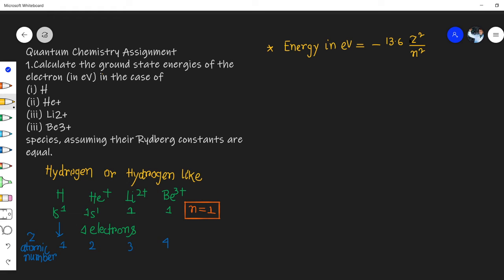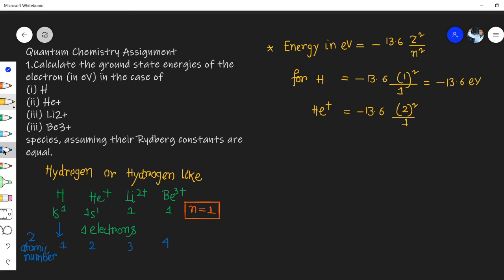So for hydrogen, this is the formula. The energy will be equal to minus 13.6. What is the value of Z for hydrogen? 1. So this will be 1 square divided by 1. So the value will be minus 13.6 electron volt. For helium positive, this value will be minus 13.6 into the Z value, which will be 2, right?